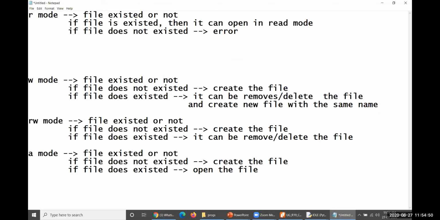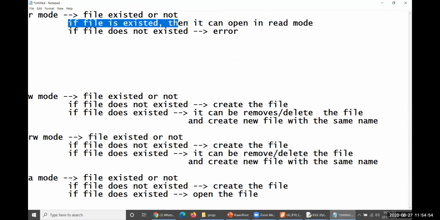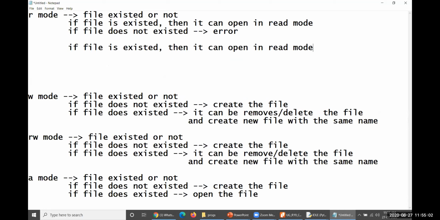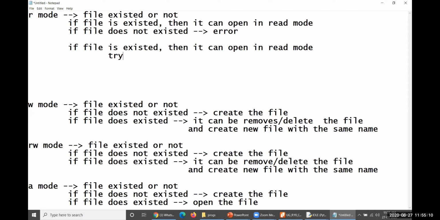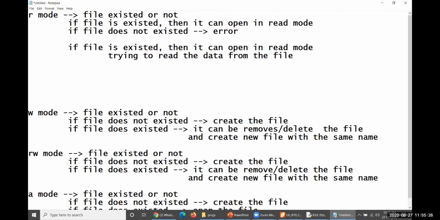For example, in R mode, if the file exists, yes, the file really exists with you, then it opens the file in read mode. After that, you are trying to read the data from the file. It is continuously reading, for a number of times, word by word. When it reaches the last and final word and you try to read again, it provides you a null character. Null character means reading is over. The entire content has been read by you.